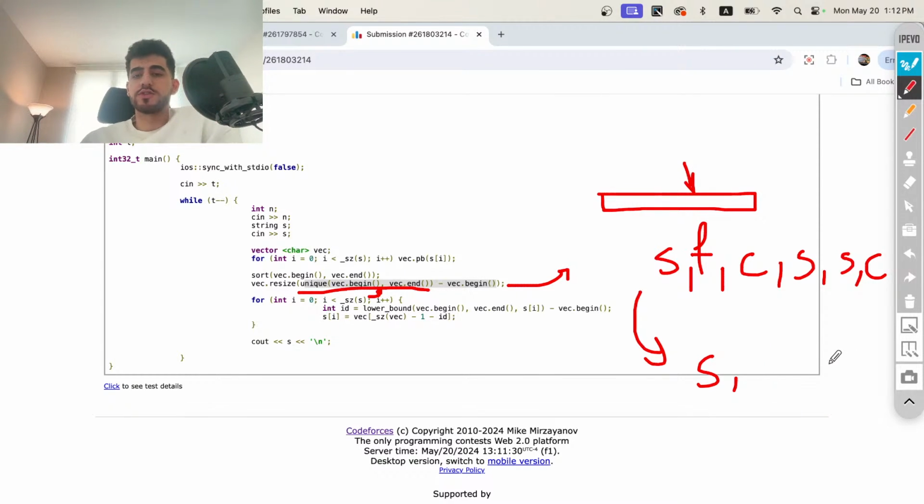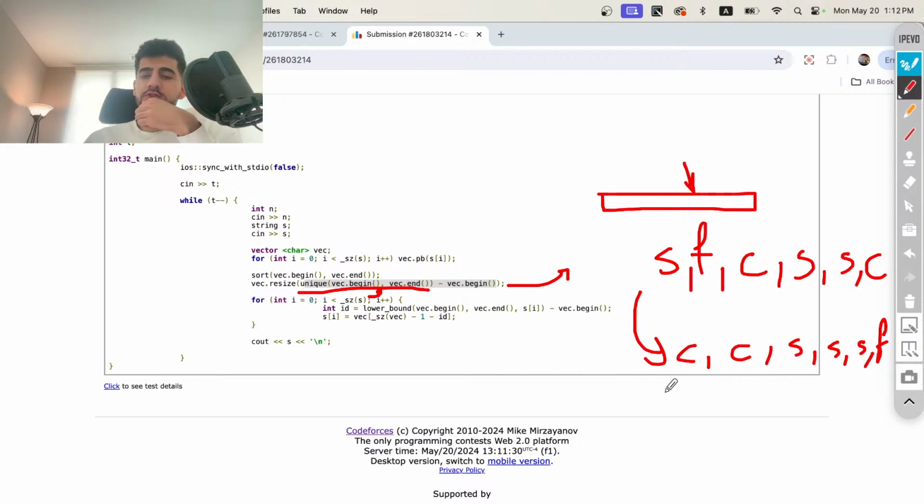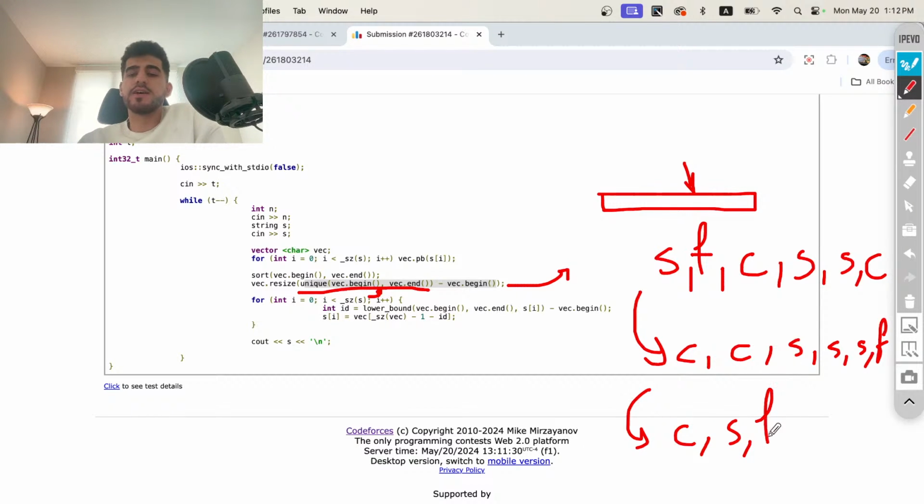Let me first sort it. First we sort it, it becomes C, C, S, S, S, F. And then when we want to make it unique, it becomes C, S, F. So we remove the duplicate elements, and the rest of them will be some weird values, for example, some question marks or something.